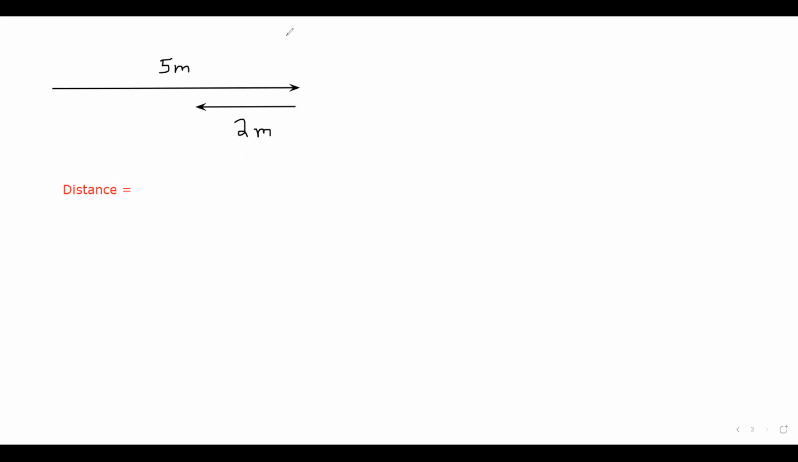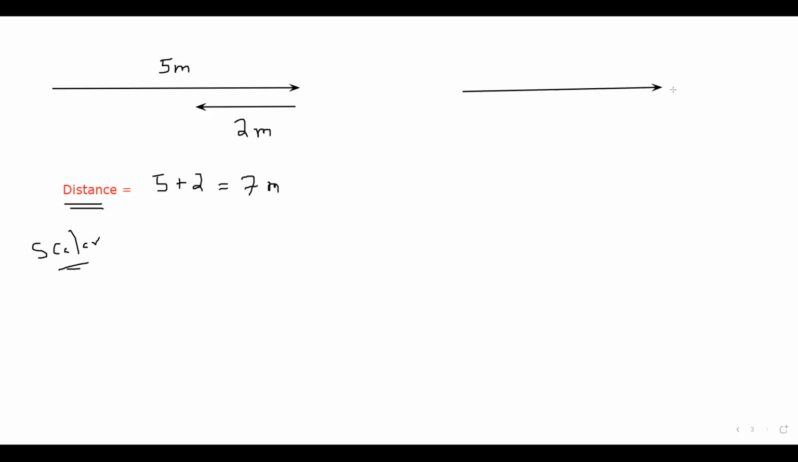For a distance, we don't have to bother about the direction. Distance is a scalar quantity, we don't have to consider a direction. So it first moved 5 meters, then moved 2 meters. So distance will be 5 plus 2, that is equal to 7 meters, because distance is a scalar quantity, direction is not important.